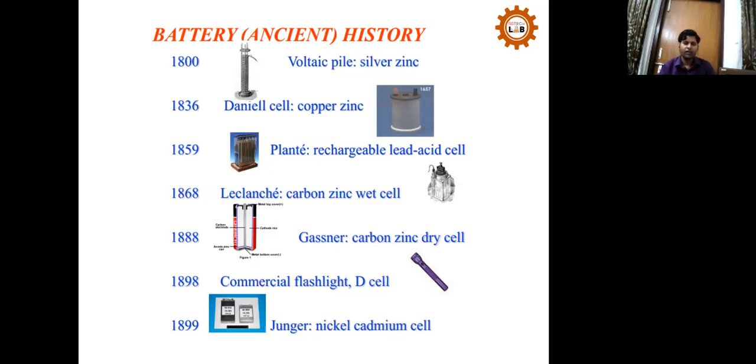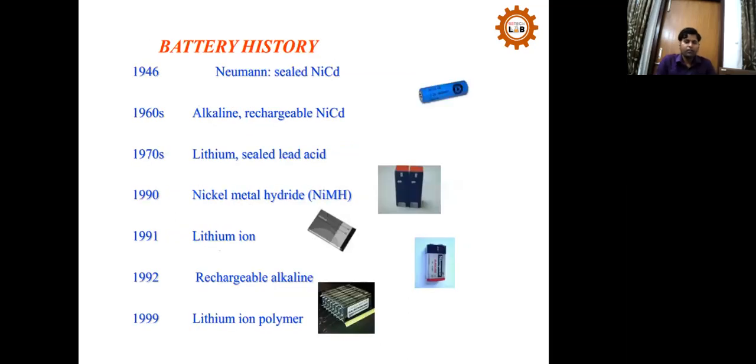It was the voltaic pile, which used silver and zinc. Then the Daniel cell, in which copper and zinc were used. Then in 1859, the rechargeable lead acid battery came. Then in 1868, the carbon zinc battery came. Similarly, the evolution of batteries happened. Here also you can see, in recent times, in 1991, lithium ion batteries came, and after that most of the research is happening in lithium ion batteries with different combinations, and we have lithium ion polymer batteries. It is coming recently.